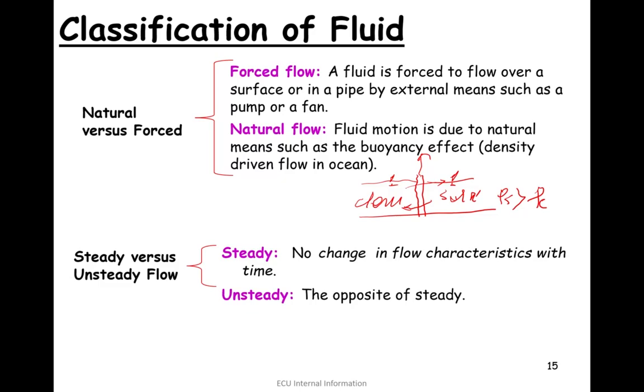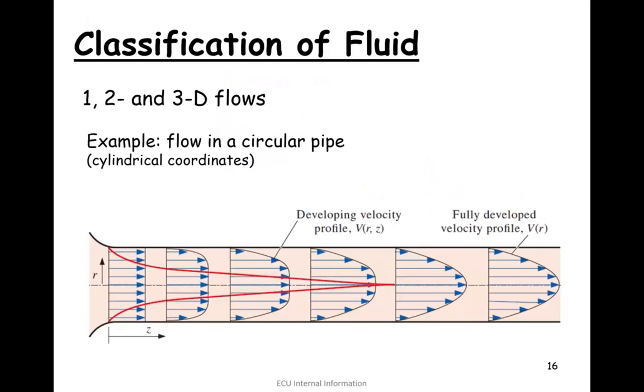Another type of classification which we have here is called steady versus unsteady flow. If the characteristics of flow such as velocity, depth, pressure, and so on do not change with time, then we call it steady. However, if these change with time, then we call it an unsteady flow situation, which is the opposite of the steady flow situation.